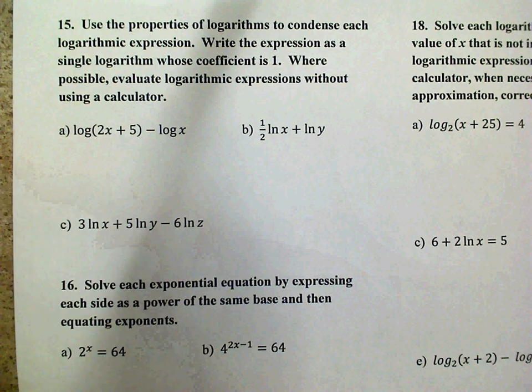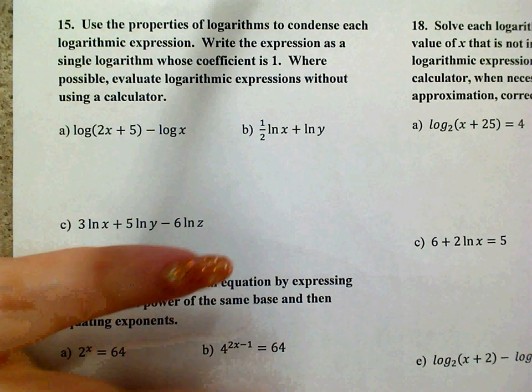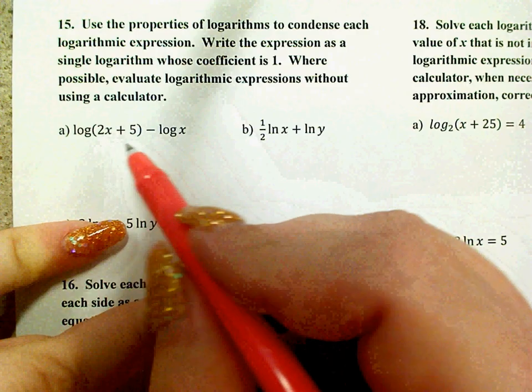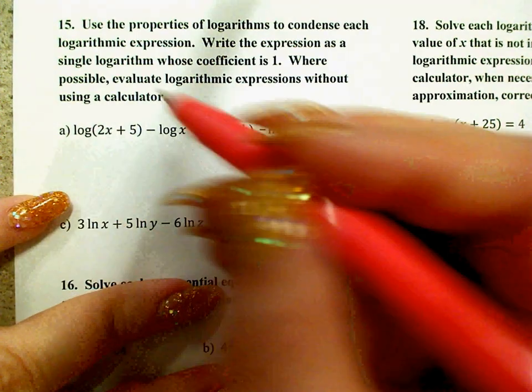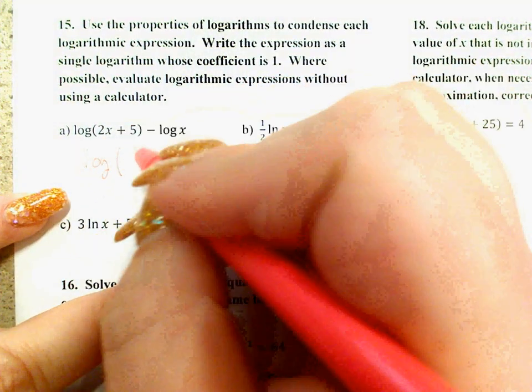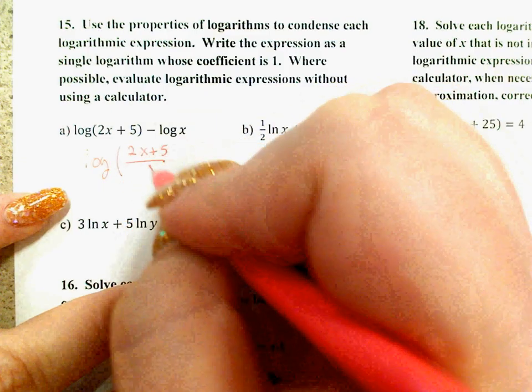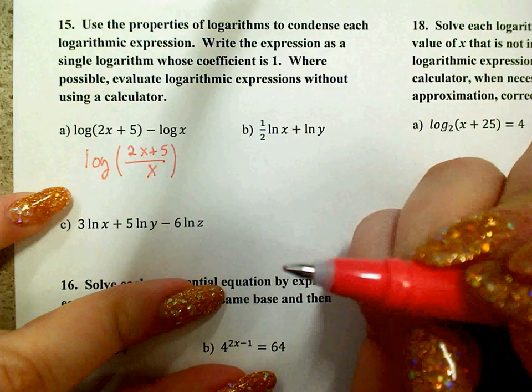Okay, so condensing. I'm using the properties. Two logs separated by subtraction can be combined using division. So we've got 2x plus 5 divided by x. And that's all you got to do.